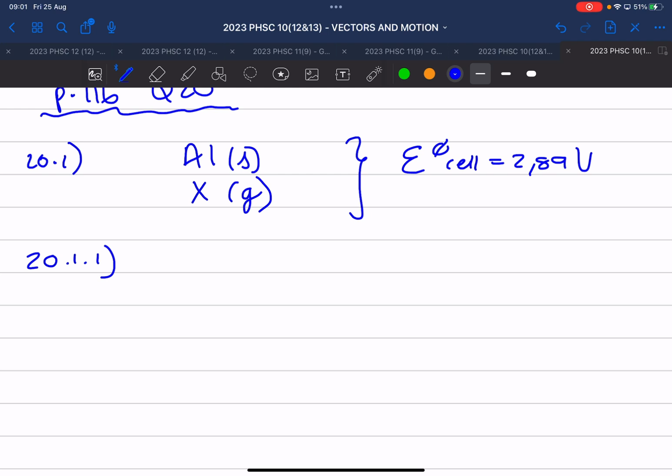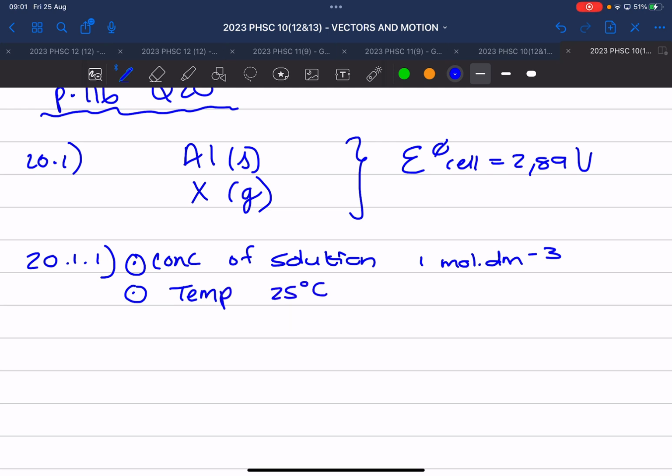What is standard conditions? The concentration, so let's say the concentration of the solution. Okay, 1 mole per decimeter cubed, and what's the other one? And that is of the solution. Okay, so not the air around us, the solution.